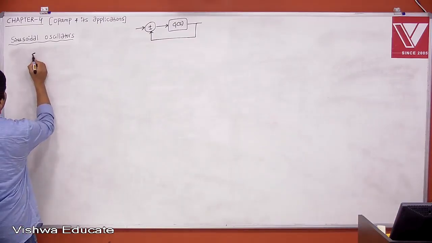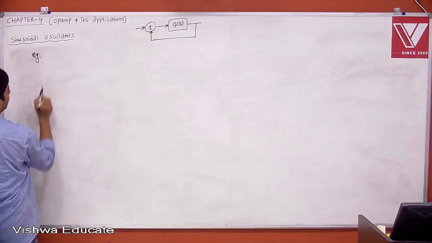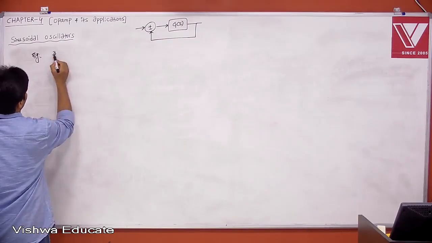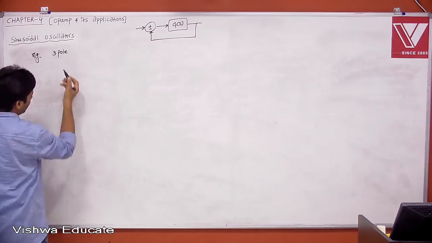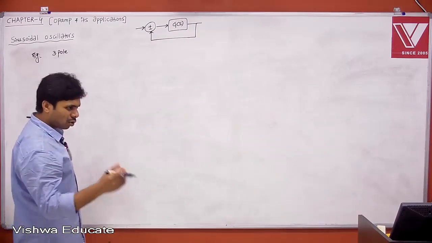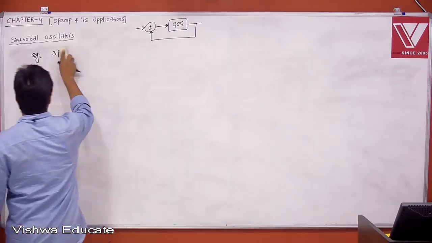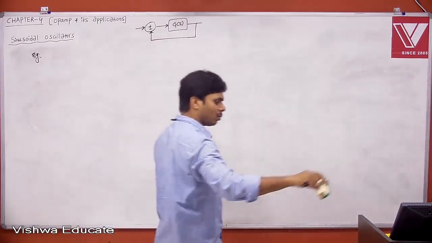Example. Let us consider this polar plot, the same system, a 3-pole system. Therefore, I am considering a 3-pole system. It is independent of whether it is a 3-pole system, 4-pole system, 5-pole system, doesn't matter. Ultimately, if I give you a polar plot, I am asking you, or I am defining, what is gain margin.